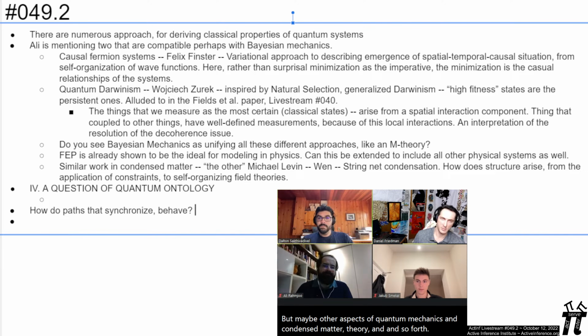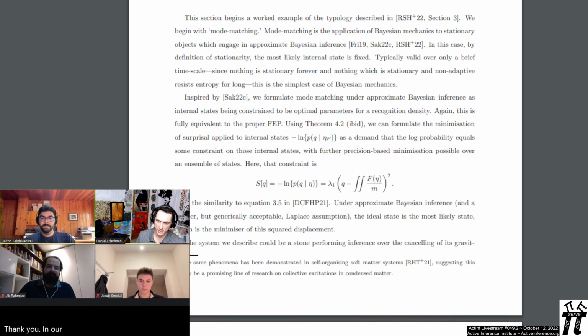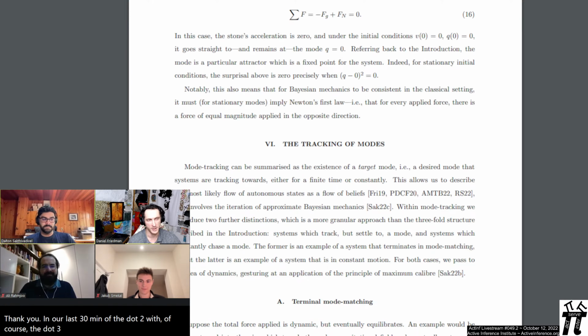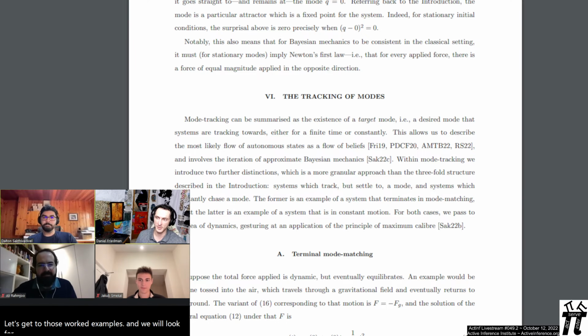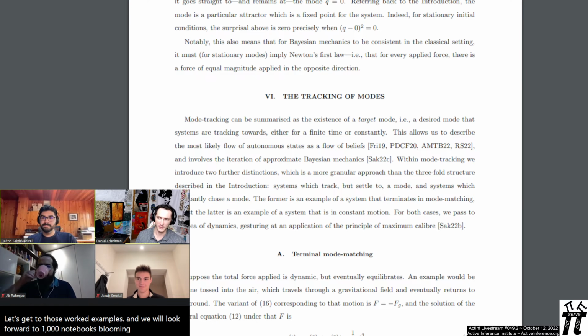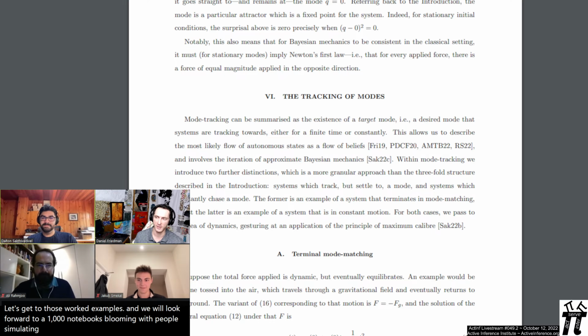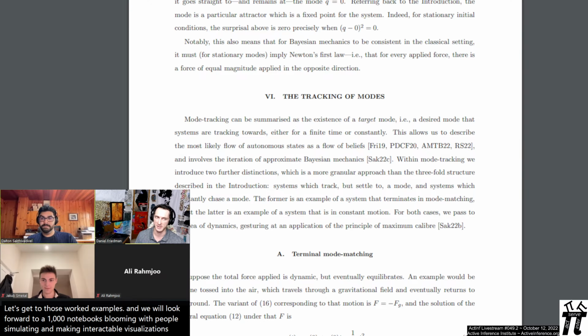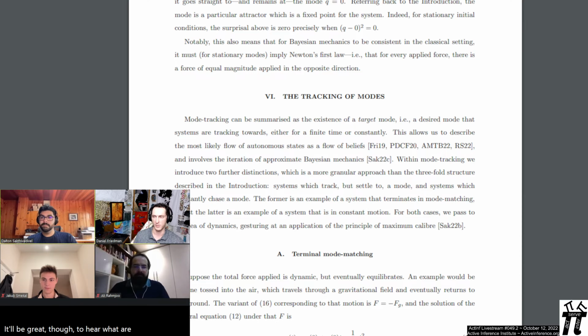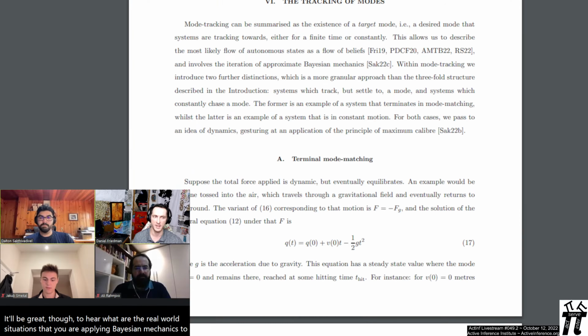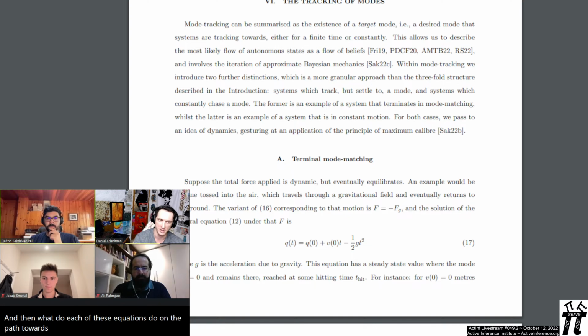Great. Thank you. Well, in our last 30 minutes of the dot 2, with of course the dot 3 on demand, let's get to those worked examples, and we will look forward to 1,000 notebooks blooming with people simulating and making interactable visualizations and extending some of these examples. It'll be great to hear what are the real world situations that you are applying Bayesian mechanics to, and then what each of these equations do on the path towards application in each of these settings.